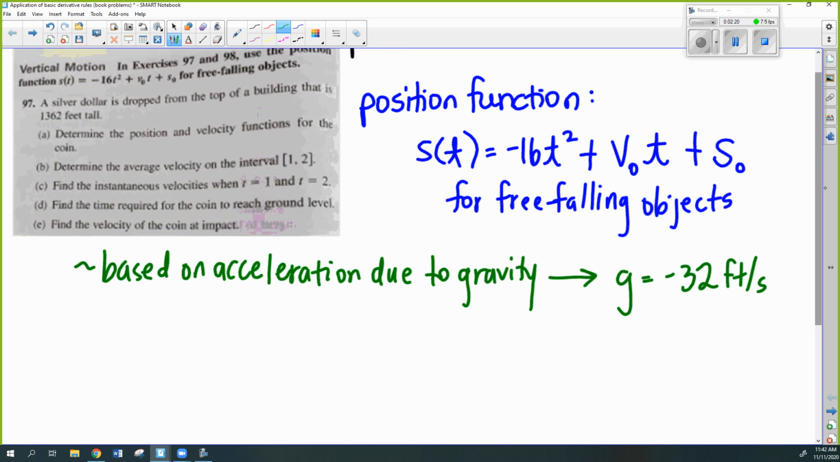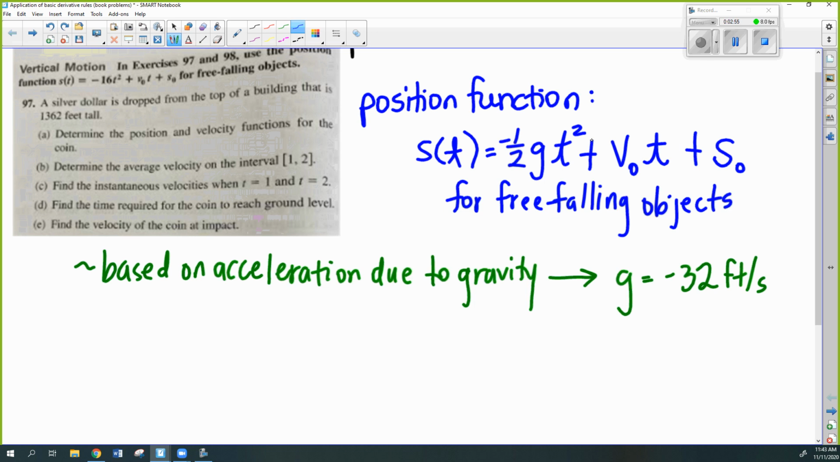I'm going to change it just a smidge because I want you to see how the G gets plugged in. Technically it's negative 1/2 G t squared plus v sub 0 t plus s sub 0. All right, so I changed the negative 16 to negative 1/2 G because I wanted you to know where the negative 16 comes from, okay?